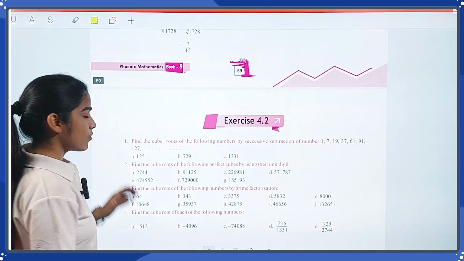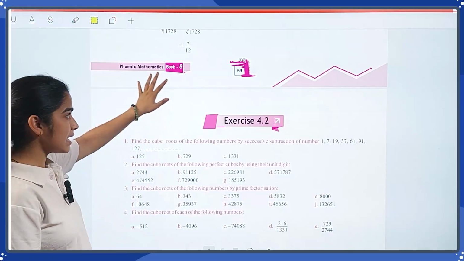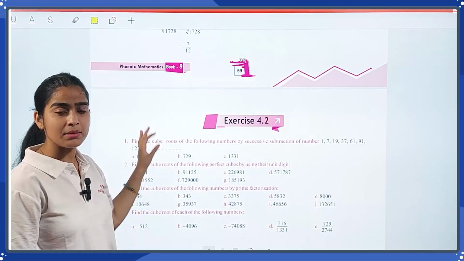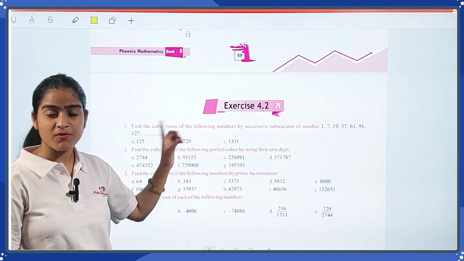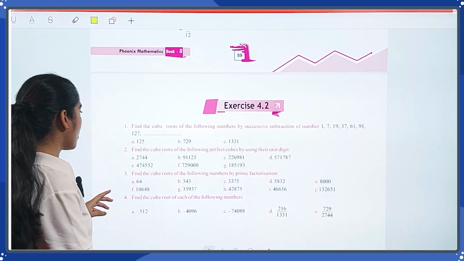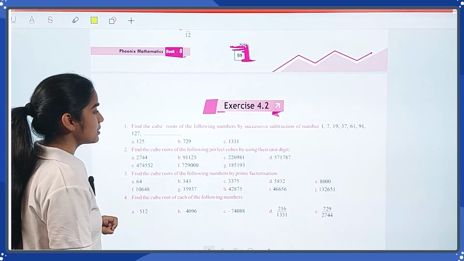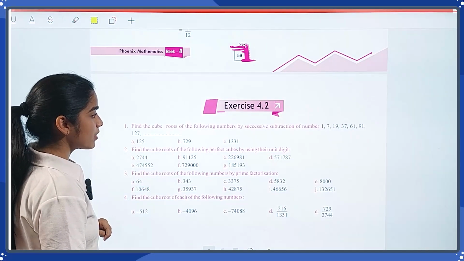Now we move to exercise 4.2. I hope, students, the examples are clear to you. If you have any doubt in the examples, first clear your doubts, then try to solve your exercise. Now find the cube roots of the following numbers by successive subtraction of numbers.